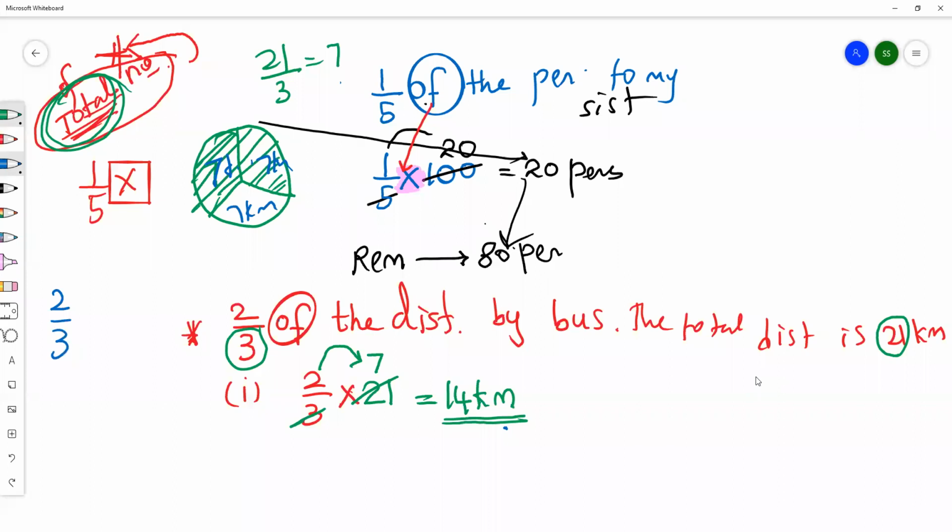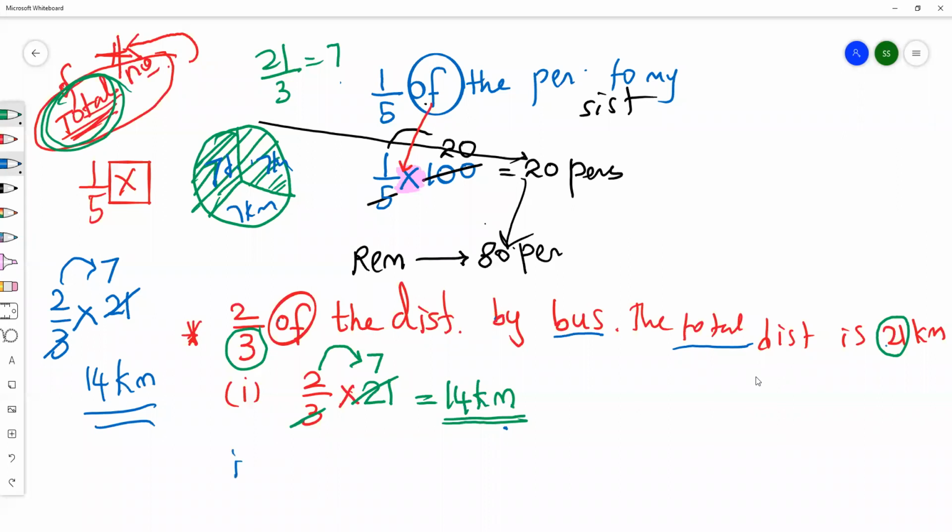Two third of means multiplication. What is the total distance? Total distance is 21 kilometer. 21 and 3, 7 times 2 into 7 is 14 kilometer. I traveled by bus.